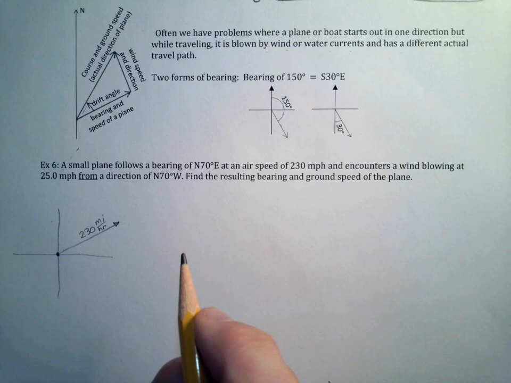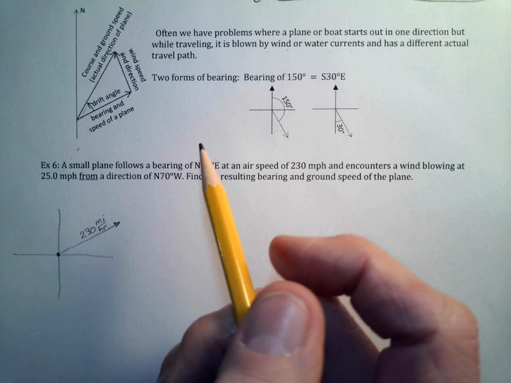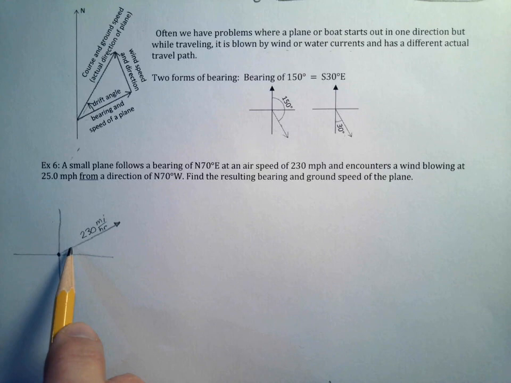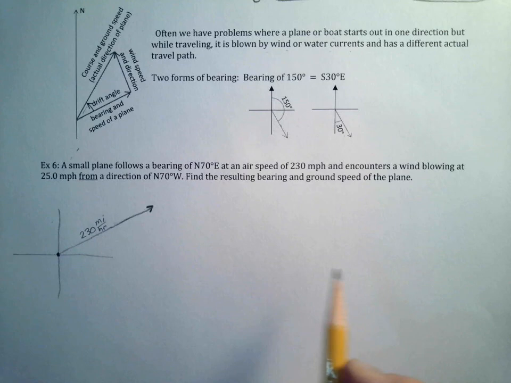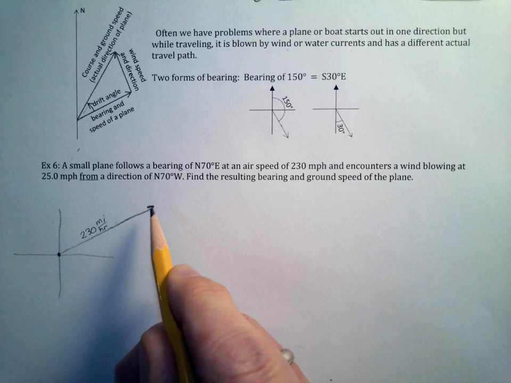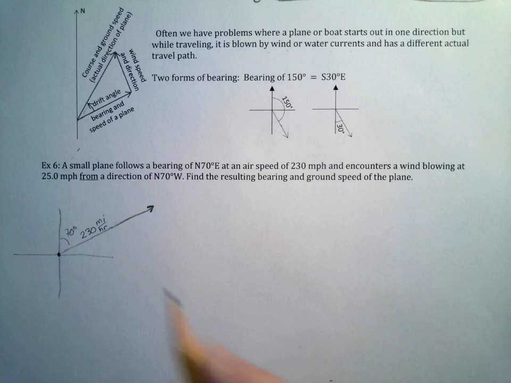All right. And then the wind is blowing at 25 miles per hour, much smaller force, right? So like a tenth of this or so. Let's make this a little longer just so that we're not dealing with such a small drawing. Okay. All right. So that vector represents 230 miles per hour. And so this is 70 degrees. All right. This, of course, is 20 degrees.